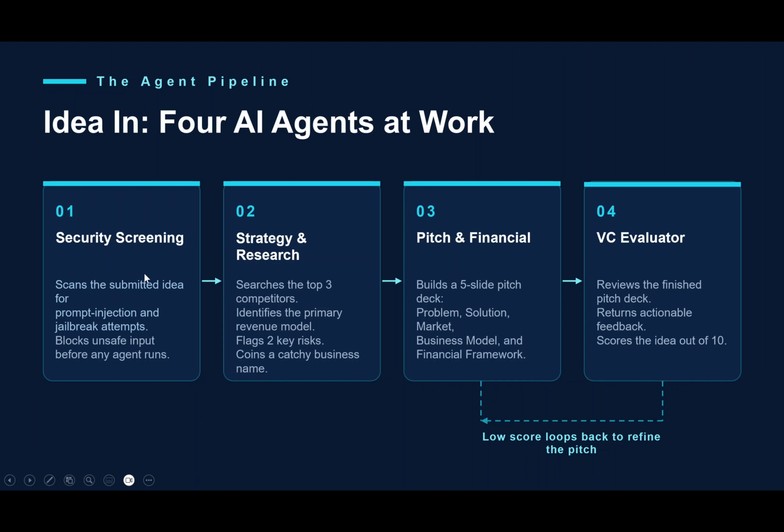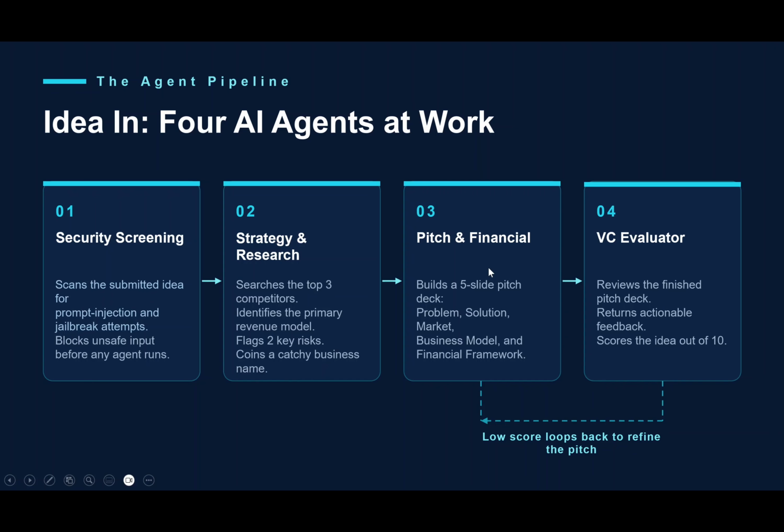Security screening, which scans a submitted idea for prompt injection and jailbreak attempts and blocks unsafe input before the agent runs. The second agent is strategy research. It does a Google search and finds 3 competitors, identifies the primary revenue model, and flags 2 key risks of the idea. It also coins a catchy name for the business.